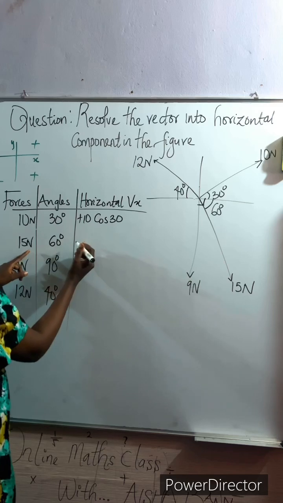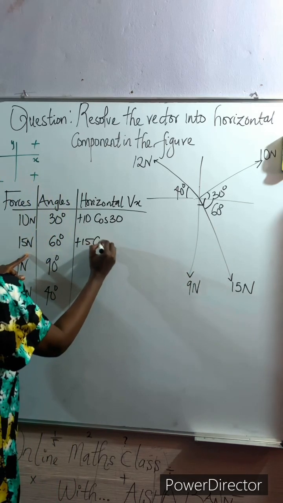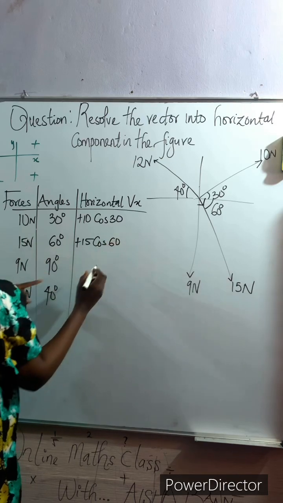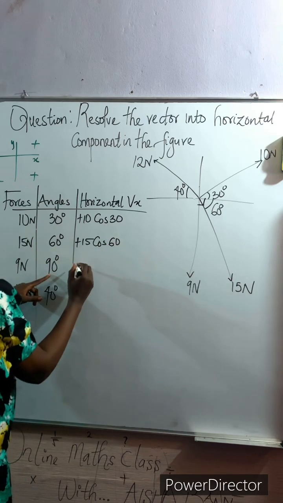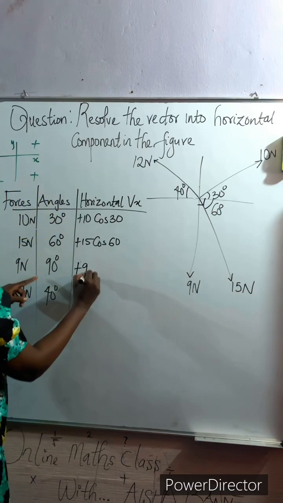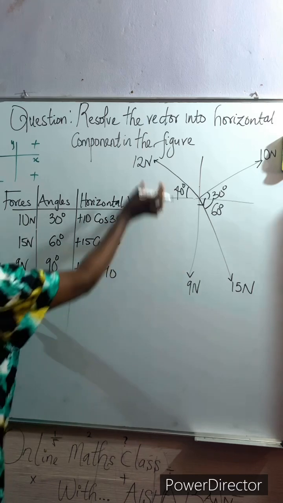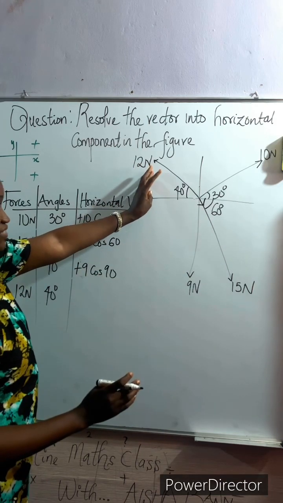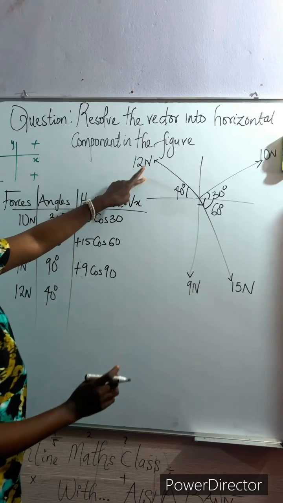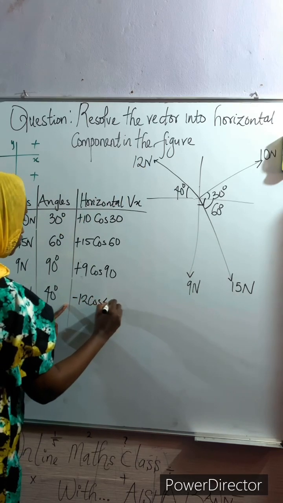Moving on to the next one. This 15 is also going to be positive. So plus 15 cos 60. The next one now is 9 Newton. So this is still on the right hand side. Plus 9 cos 90. Now the last one, which is 12, is at the left hand side here, which is going to be negative. So this is going to be negative 12 cos 40.